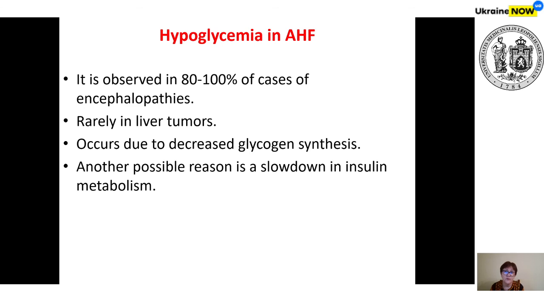Hypoglycemia in acute hepatic failure is observed in 80 up to 100% of cases of encephalopathies. Especially in liver tumors, it occurs due to decreased glycogen synthesis. Another possible reason may be slowdown in insulin metabolism.